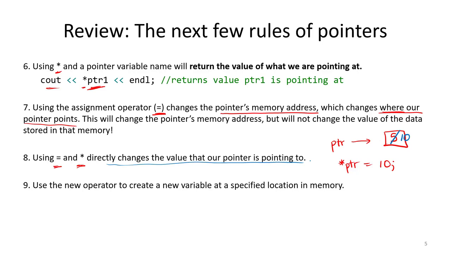And finally, where we left off last time, we started talking about the new operator. And we learned that the new operator can be used to create a new dynamic variable at that pointer's location. So we can create a new dynamic variable where our pointers are pointing. This is going to be a really important tool that we'll revisit more later on.